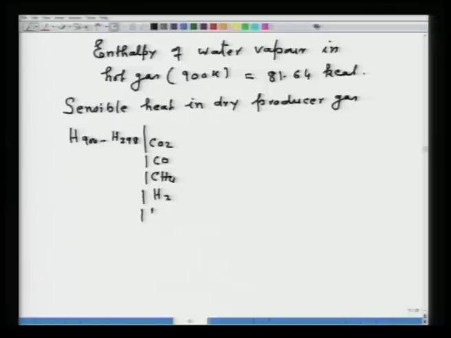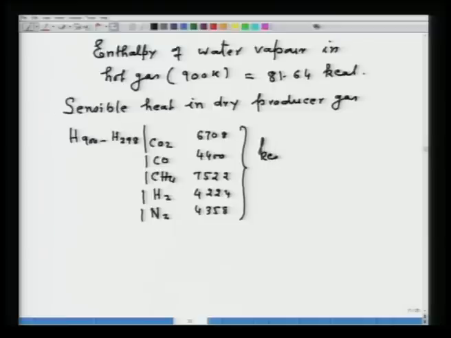hydrogen and for nitrogen. So, these values are 6708, 4400, 7522, 4224, 4358. These values are all in kilocalorie per kg mole. So now all that you have to do is multiply by the kg mole of the respective component of the producer gas.